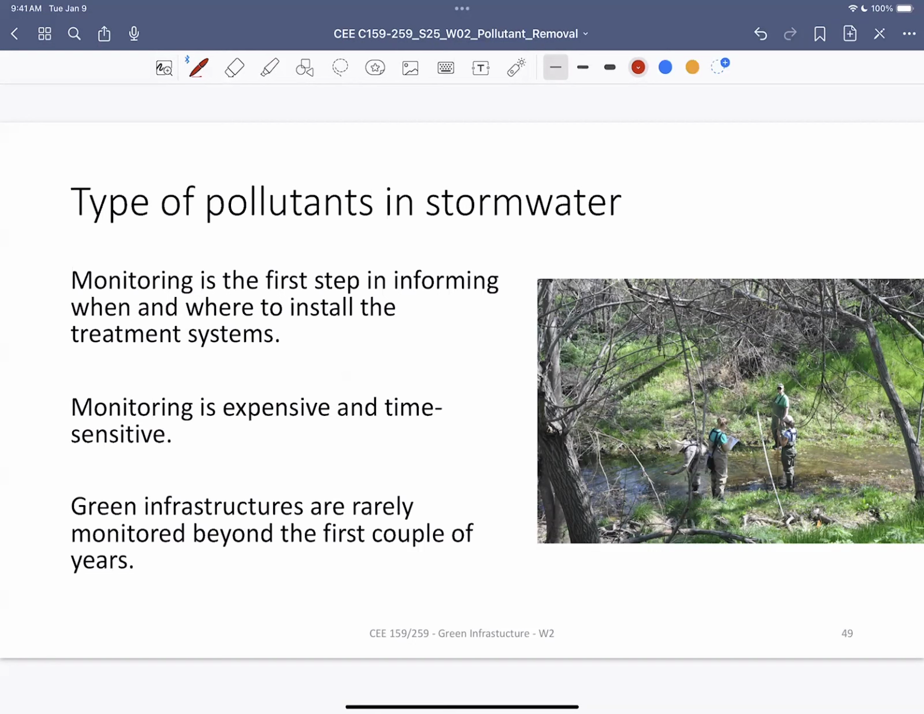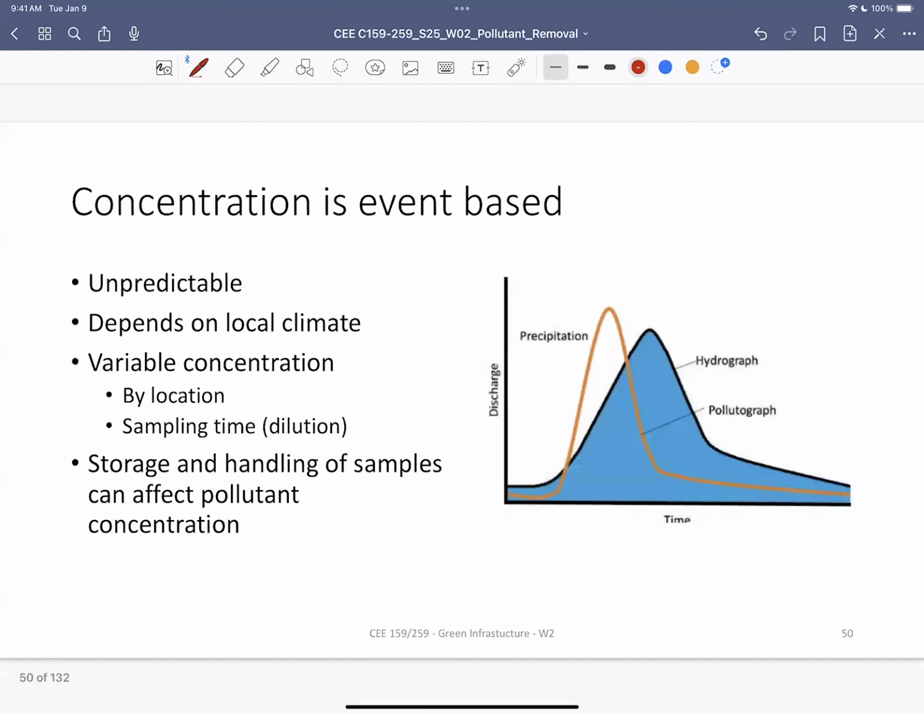Also, a lot of times you have to remember that green infrastructures are not monitored. When you design a green infrastructure, it's monitored for only a year or two because of this expense.